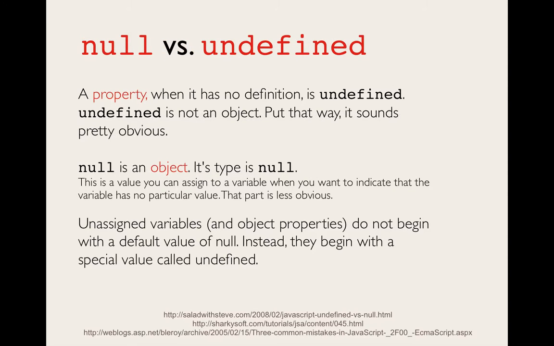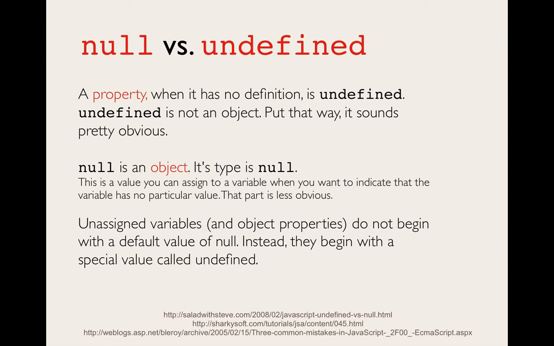Now, here we are talking about null versus undefined. A property, when it has no definition, is undefined. Undefined is not an object. So if you put it that way, it sounds pretty obvious. But what's interesting is null is an object. Its type is null. So it's a value you can assign to a variable when you want to indicate that the variable has no particular value. And that's less obvious, because null just means completely, there's nothing.